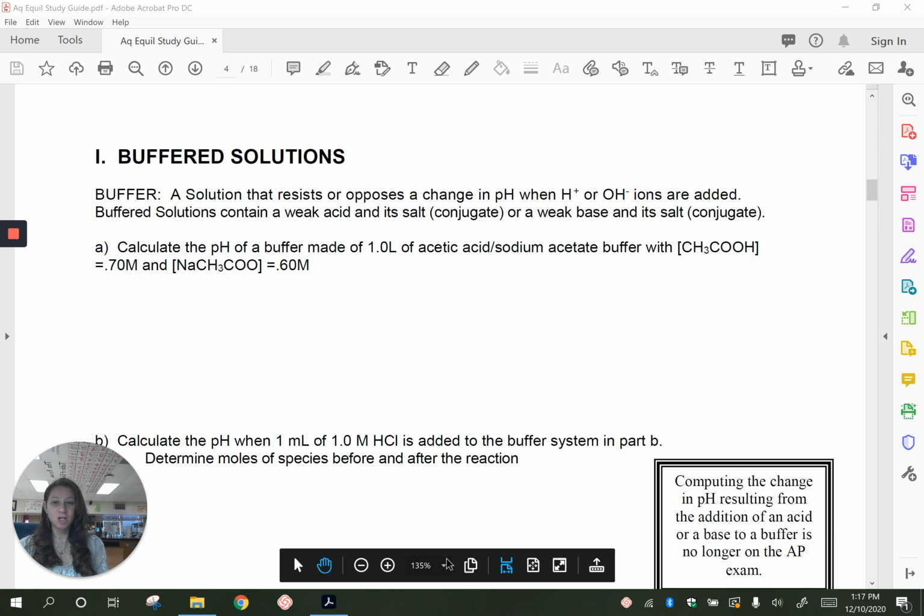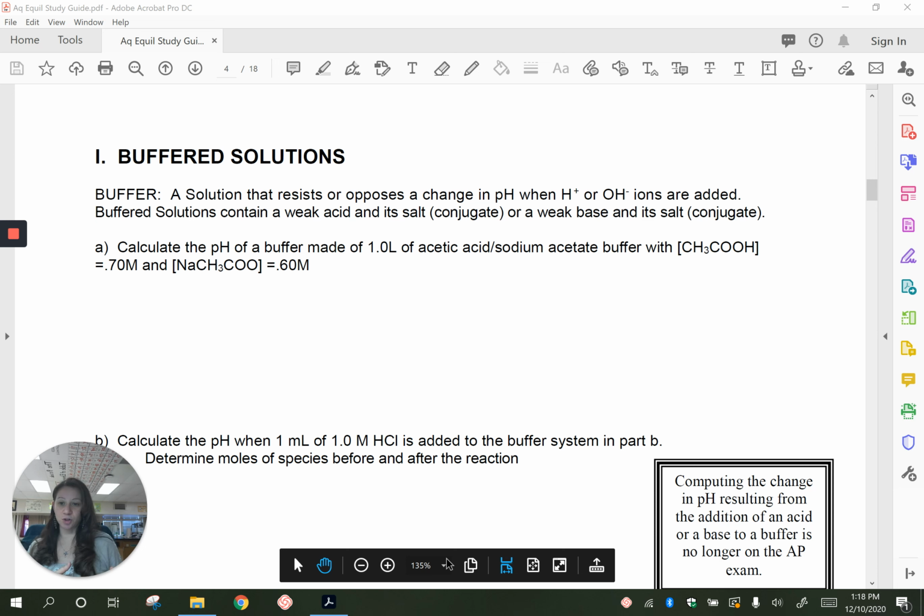OH minuses. So if you were to take distilled water, for example, and add a drop of 10th molar HCl, the pH will drop significantly. Or if you take distilled water, add a drop of NaOH, the pH will increase significantly because the concentration of the H plus or the OH minus has changed, and so your pH will change.